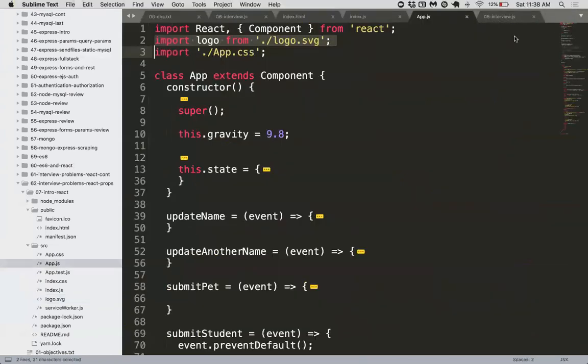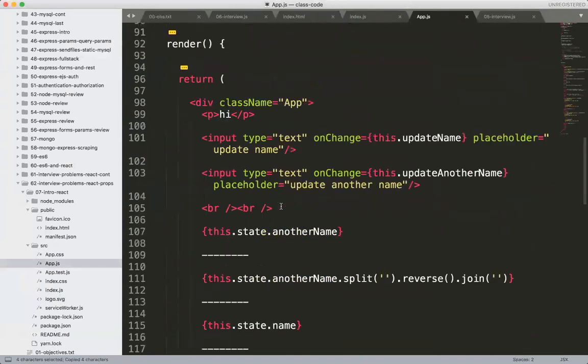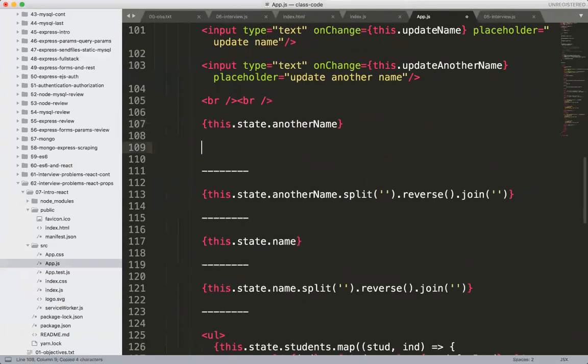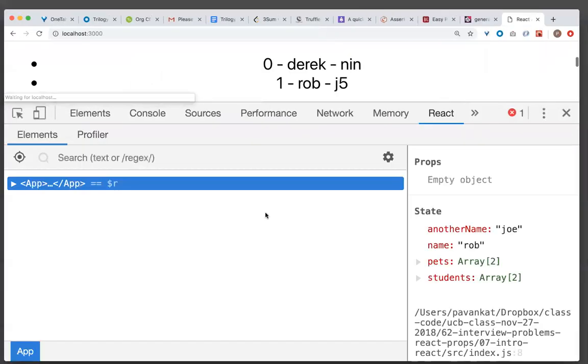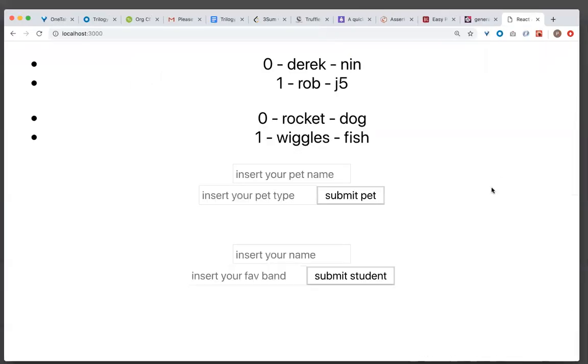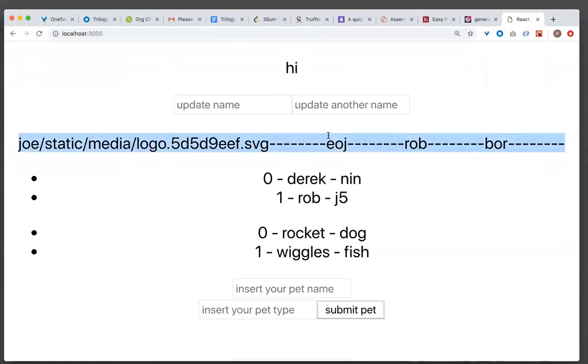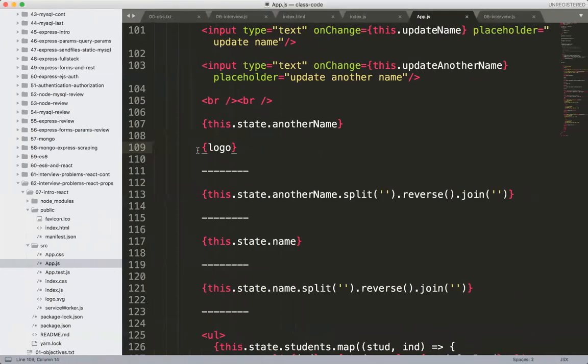Okay, let's see. So what I can actually do is I can import that file, the SVG file right here on line 2, and I can actually just render it in my code right here. Let's see if this works. Might not. Okay, that did not work. Let's see. Probably because I have to do img.